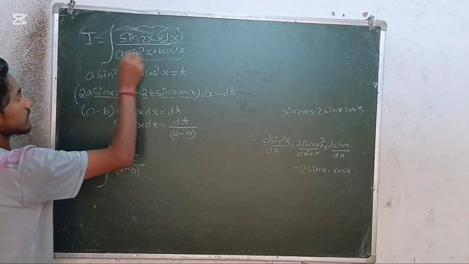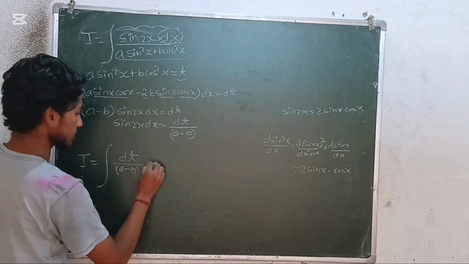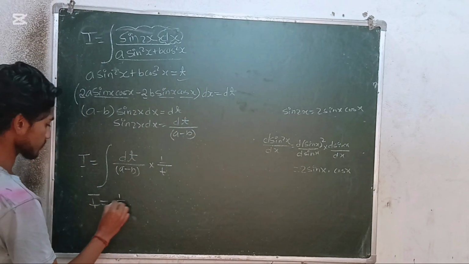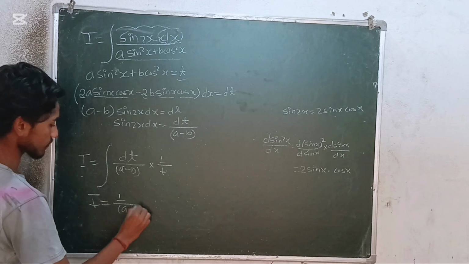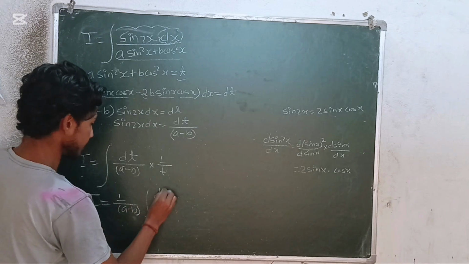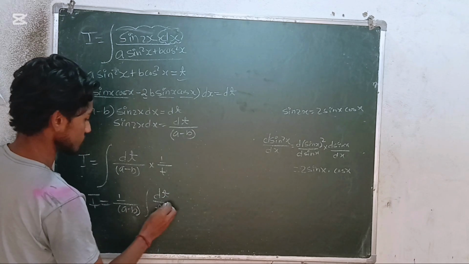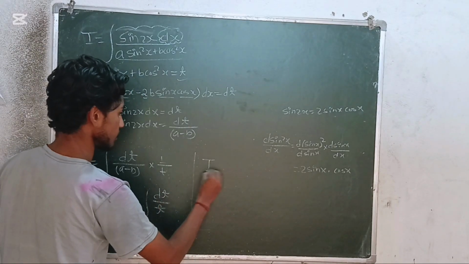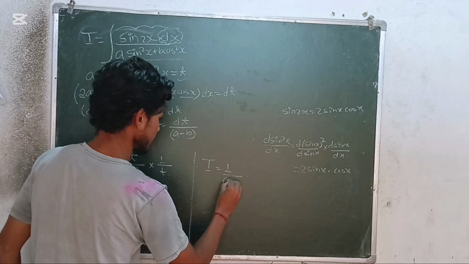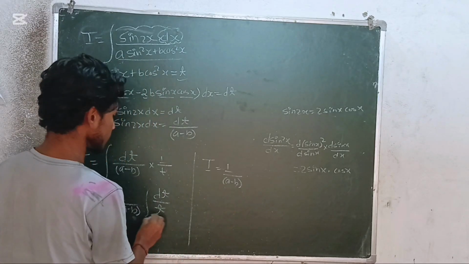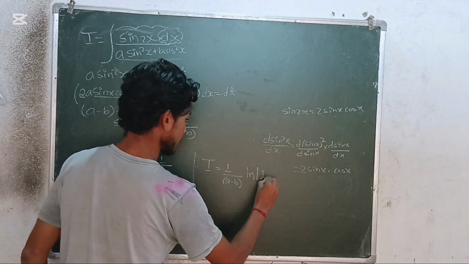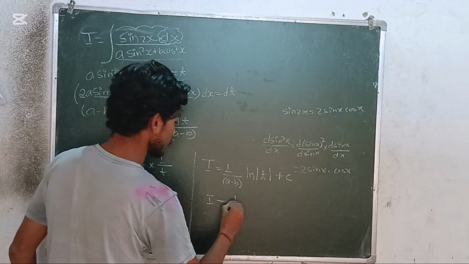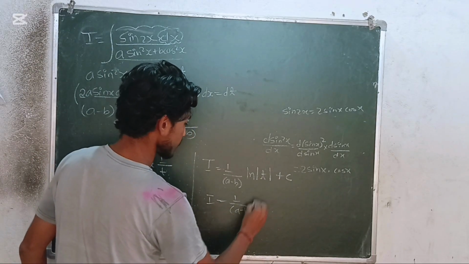In terms of this variable, we can write dt over a minus b, and the denominator becomes 1 over t. So a minus b is a constant, so we pull it out of the integral, and this is going to be dt over t. This is much easier because it's just the log function. So I would be 1 over a minus b times ln of t, plus some constant c.